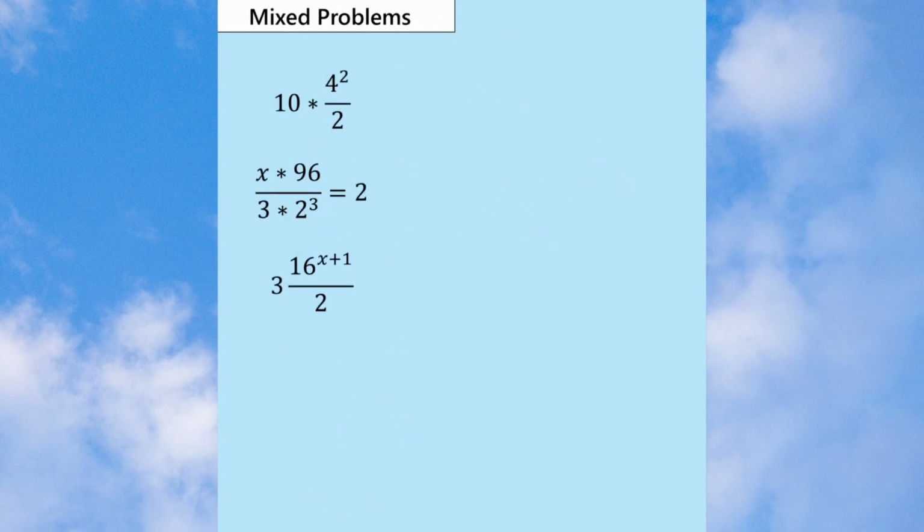So here are some mixed problems involving a bunch of these topics that we just discussed, and we're going to solve each of them or simplify. So 10 times 4 to the 2 over 2. This is the same thing as saying 2 times 5 times 4 squared, over 2. These two cancel out. We have 5 times 4 to the 2, which can be simplified to 5 times 2 to the 2 to the 2. We multiply these exponents because it's parentheses. 5 times 2 to the 4.